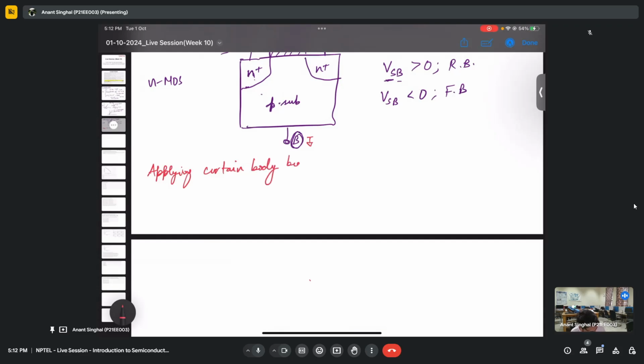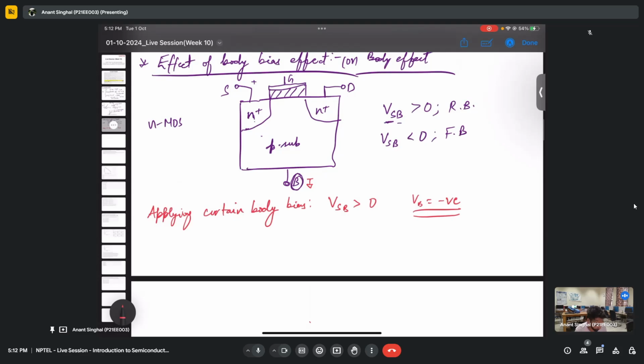So the analysis in general we do is by applying a negative body bias such that this VSB remains positive. So what I have done is, let's say I have applied a body bias which has a certain negative value. Does it make sense? It is not confusing, right? Which means source is at ground. Yeah, you can say source is at ground and the body is getting a more and more negative voltage.